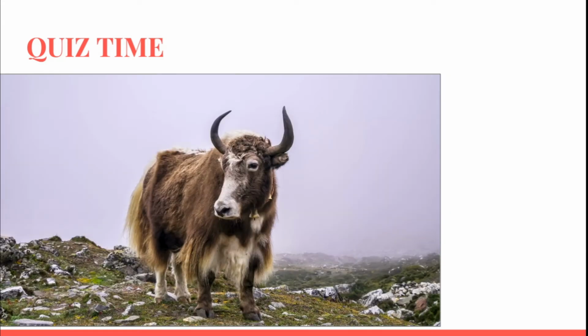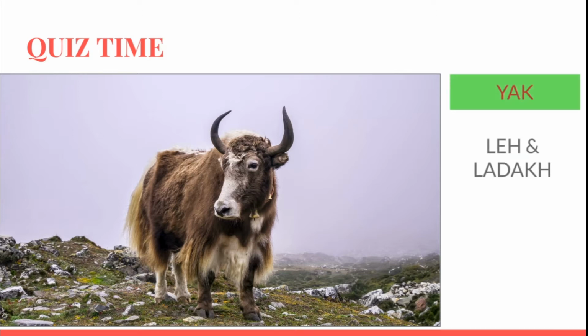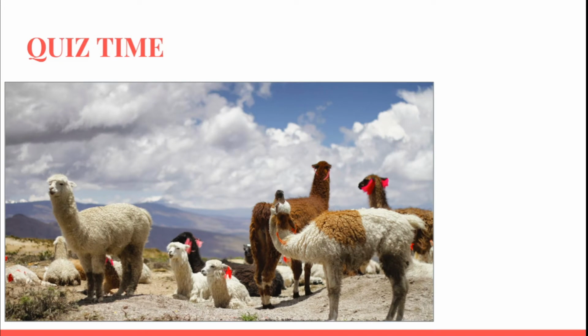Okay, this is yak, and you find it in Leh and Ladakh, and Ladakh is now a union territory. Okay, now identify this animal. Now this animal is llama, and you might have observed the spelling. It is LLAMA, and it is not a spelling mistake. It is spelled like this only. You have double L in its name.